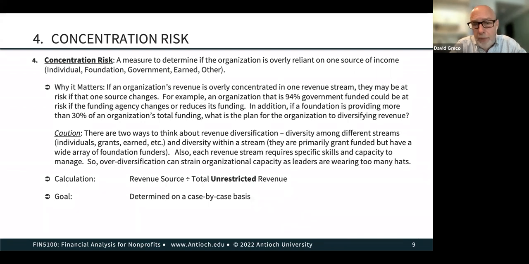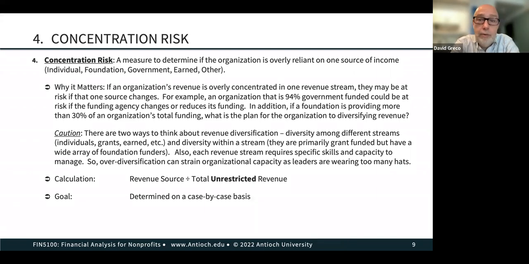The other way that people think about it is our dollars, the dollars that our foundation is funding. If it's the California Community Foundation, are we 90% of their funding? And is that too high? So you look at whatever the particular revenue source is, whether it's an individual foundation's funding or, say, government or individual donors, and you divide that by the total unrestricted revenue. Again, we're looking at unrestricted revenue.